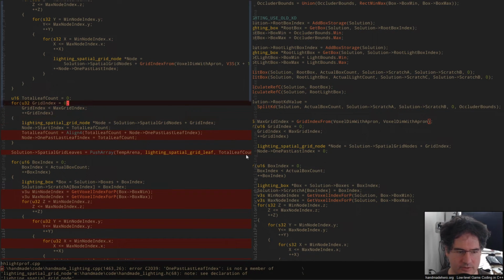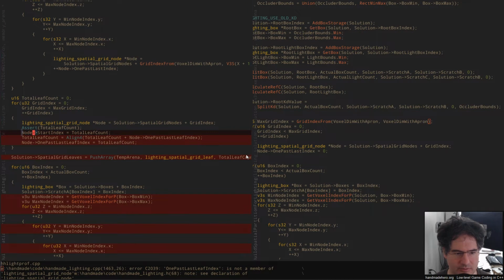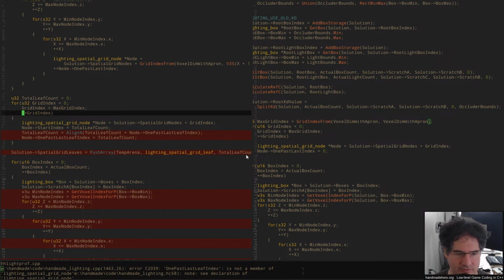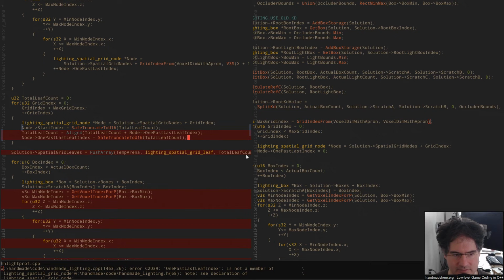All right, so in this case, we need to make sure that we never overflow this value. So in this particular case, we would need to assert total leaf count here, or assert that, well, you know what? We'll sum it as a 32, and we'll just assert that we can safe truncate, right? So this way we'll get an assertion if we ever hit that limit, which I think we want, because we kind of need to make sure that that doesn't happen.